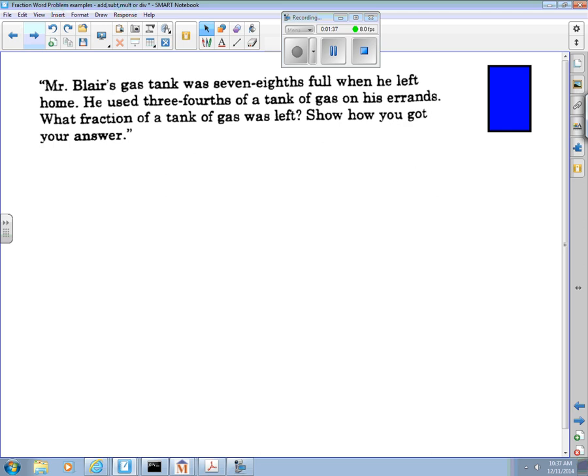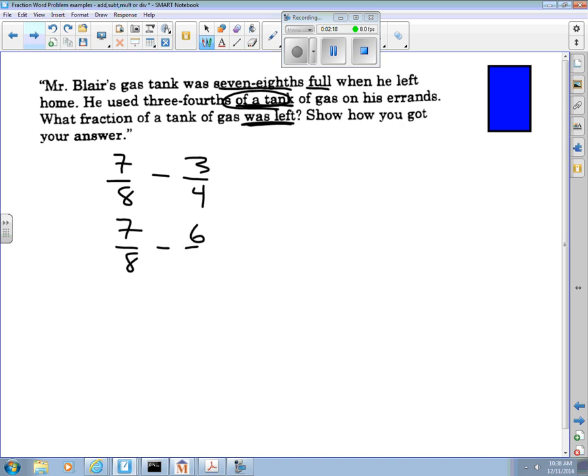Along the same lines, looking at Mr. Blair's gas tank was 7/8 full when he left home. He used 3/4 of a tank of gas on his errands. What fraction of gas was left? The "was left" tells me that I'm going to be doing a subtraction. But what also is important is the words "of a tank." He used 3/4 of a tank on his errands, and it was 7/8 full when he left. So the fact that he's using 3/4 of a tank is important. That's what tells me I'm subtracting 3/4 from 7/8. Need a common denominator to do that, of course. So 3/4 becomes 6/8. My answer is 1/8.